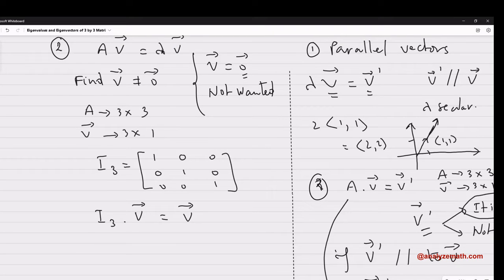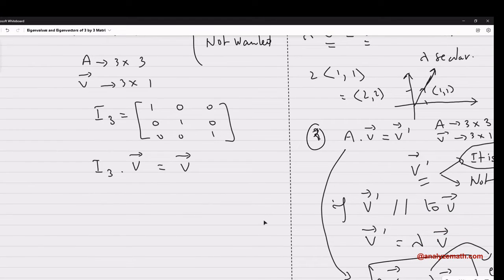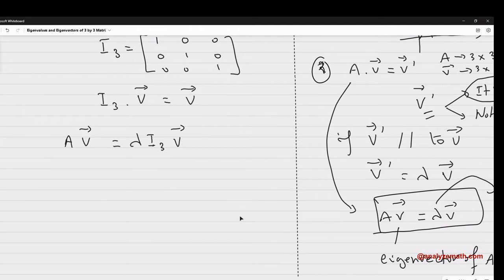So we are going to go to our equation, the one we want to solve. A v on this side is equal to lambda v. We want to write v as I3 v. Now, when we do this, it makes more sense. The equation is a matrix multiplied by v, and then a matrix lambda I3 multiplied by v. It's more of an equation.